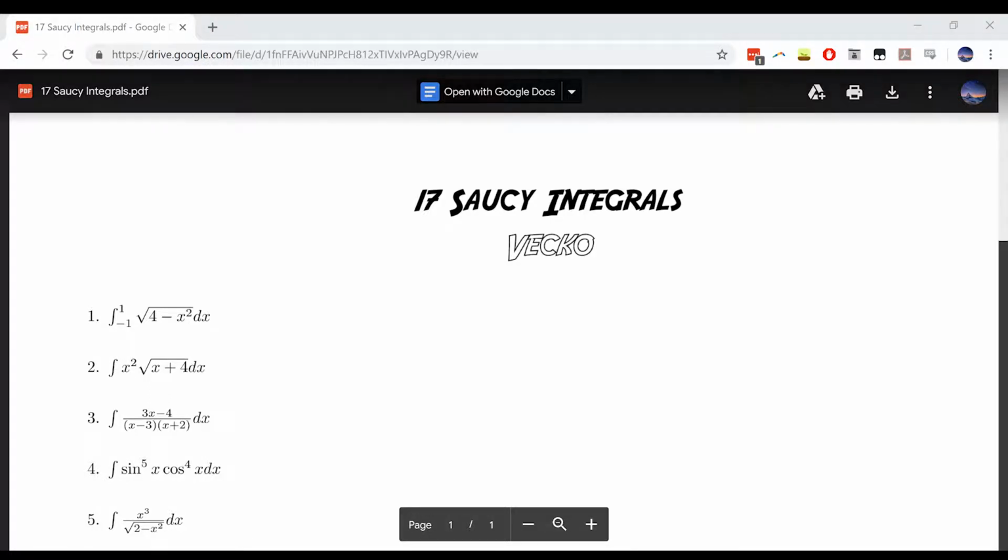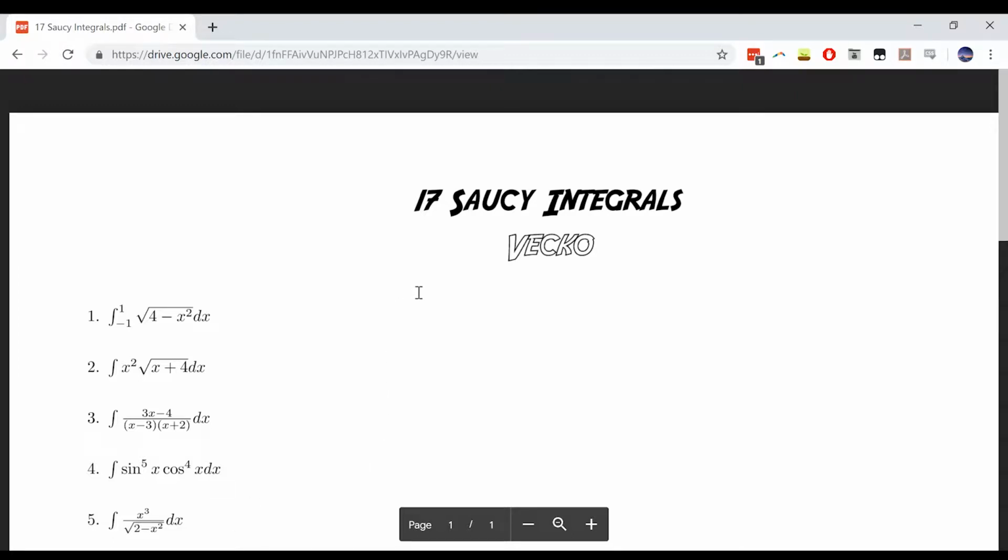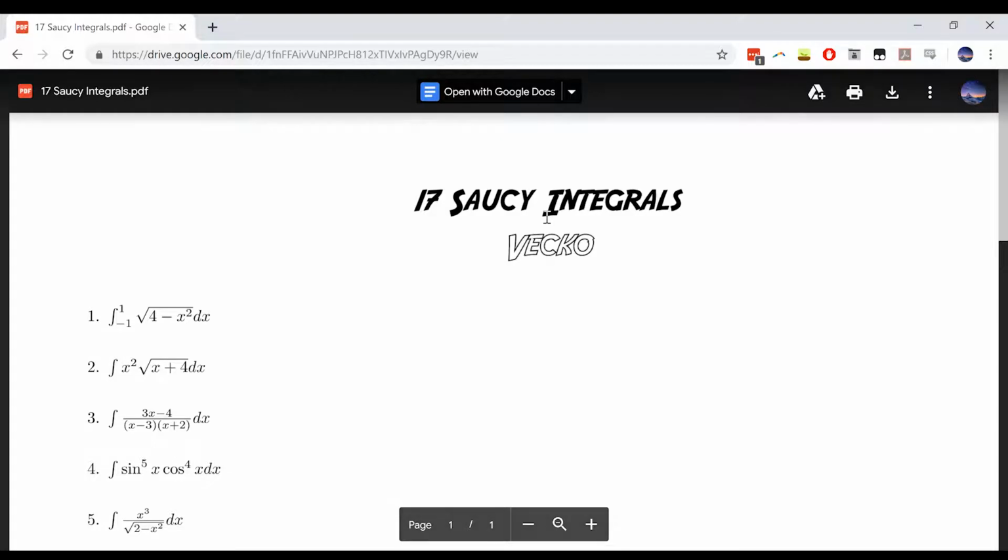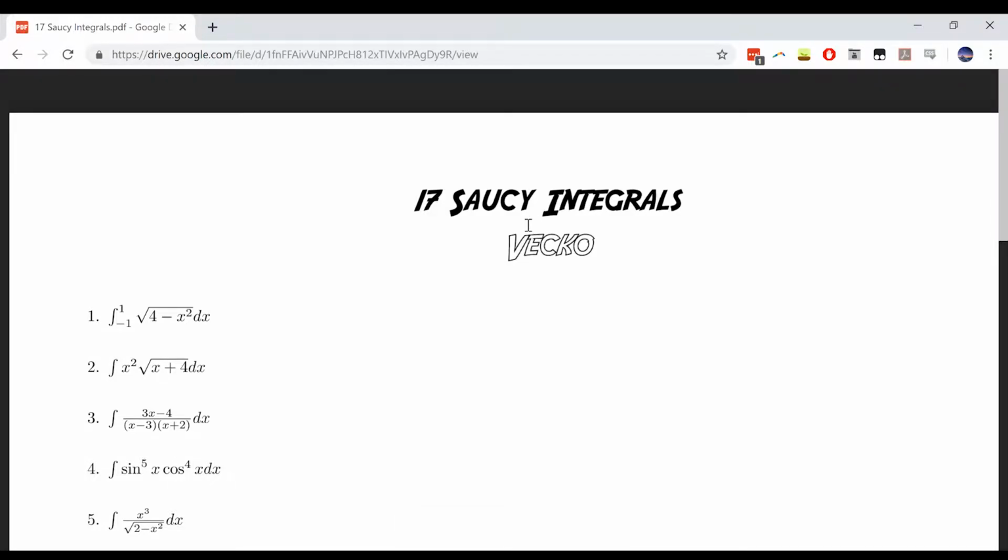So these integrals, they're pretty involved. We've got trigonometric substitutions, that's the one over here. This looks like some substitution of some sort, partial fractions, and yeah, all of that.